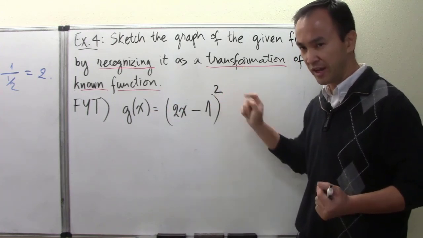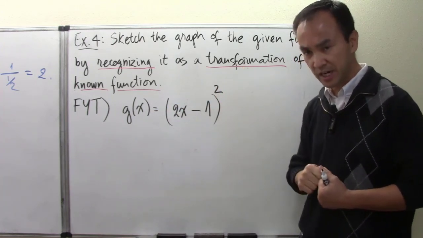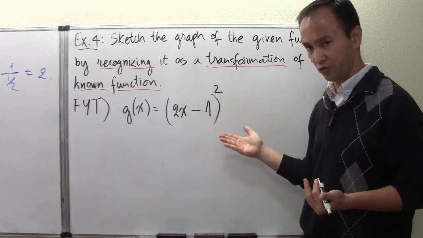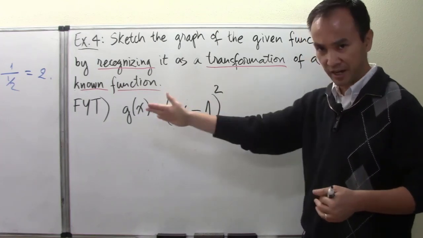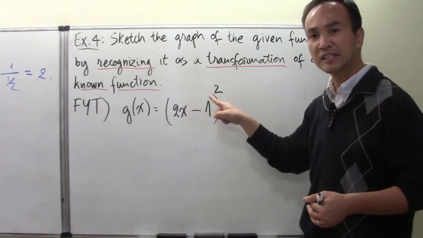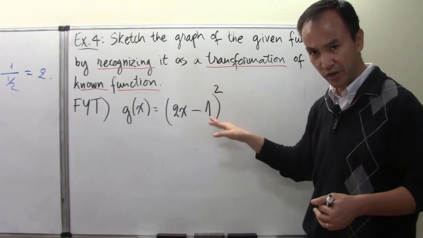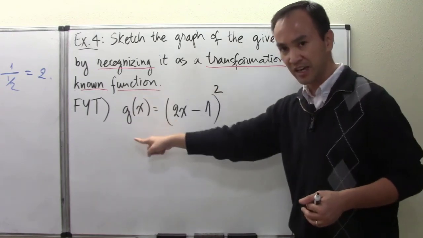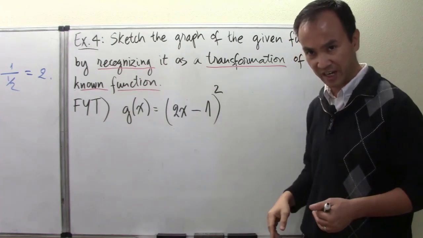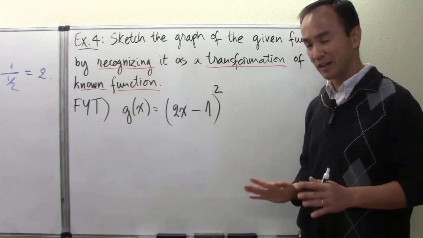Okay, I want you to now get this one done. But sketch it not by constructing a table of values, not by directly throwing it into a graphing calculator, but by recognizing some known function that's related to this, and then seeing this g of x as a transformation from that known function you recognize. All right, so go ahead and take your time.